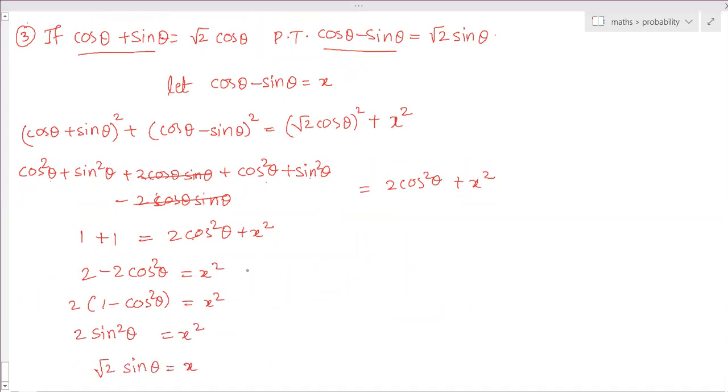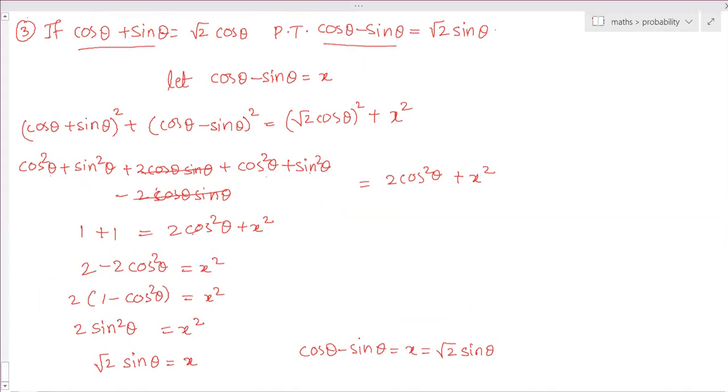So which value have we considered as x? Cos theta minus sin theta is equal to x, that is equal to root 2 sin theta. This is the simplest method, and it is applicable for 5-6 similar types of questions. It is applicable for all of them. Now there are two more methods. I will tell you those also.